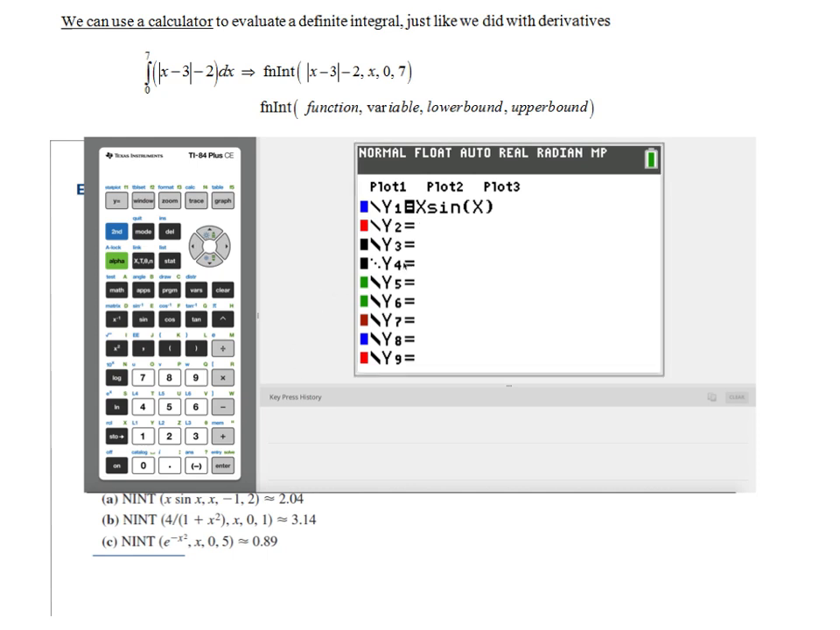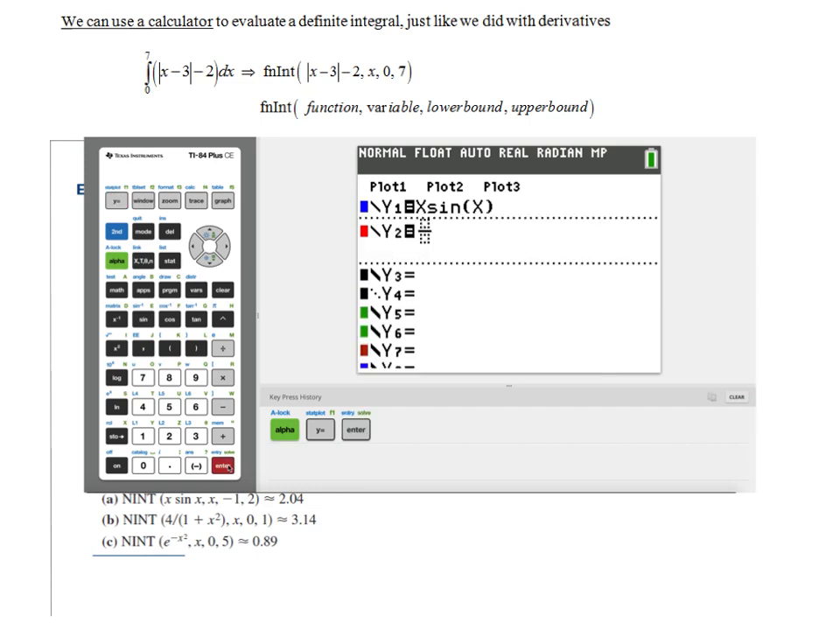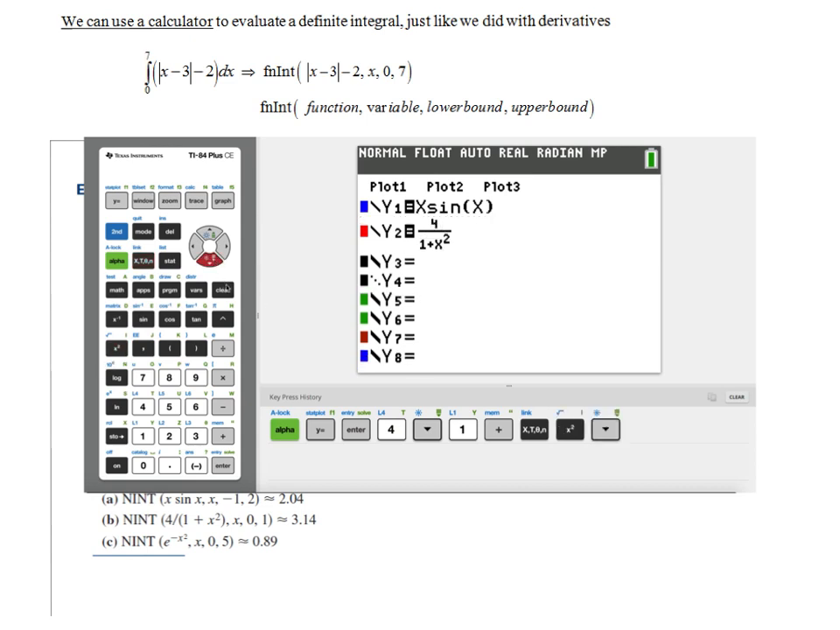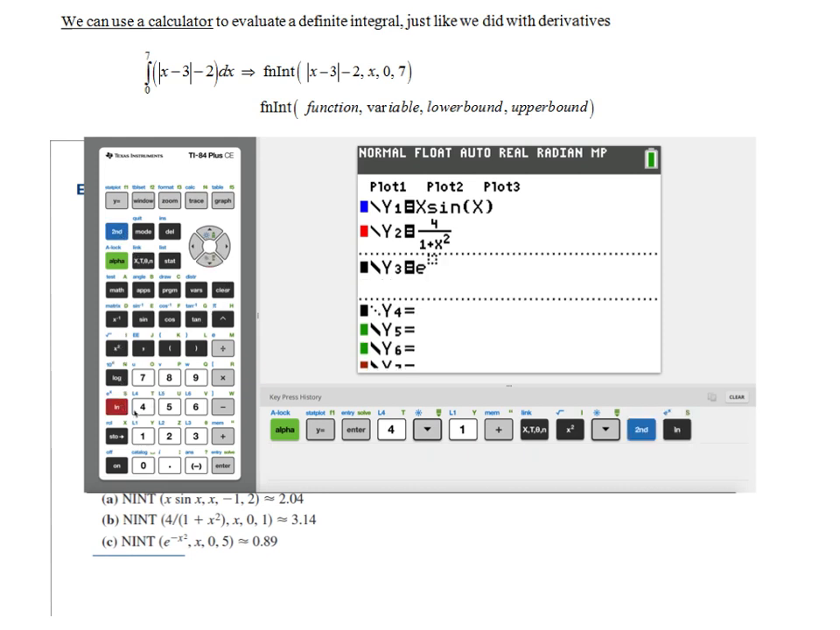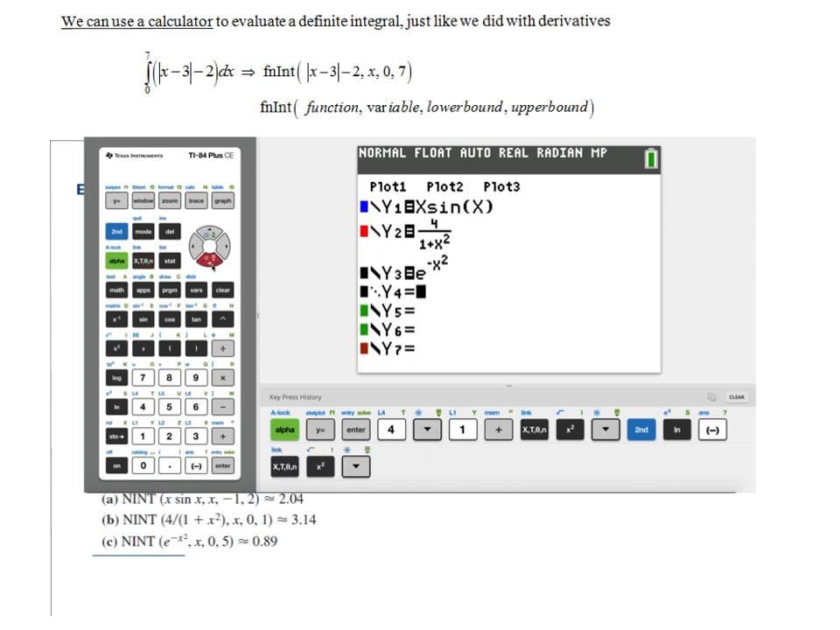There are three examples here, so I'm going to go ahead and put all three functions in the calculator. The first one's already there, x sine of x, and the second function is a fraction. I'm going to use the little fraction button, and the numerator is 4 and the denominator is 1 plus x squared. The third function is e to the negative x squared. And those are my three functions.